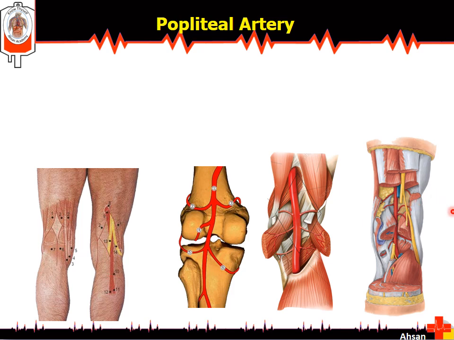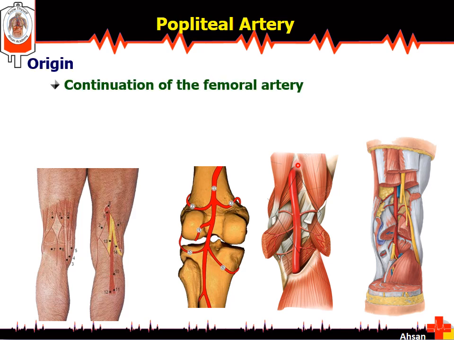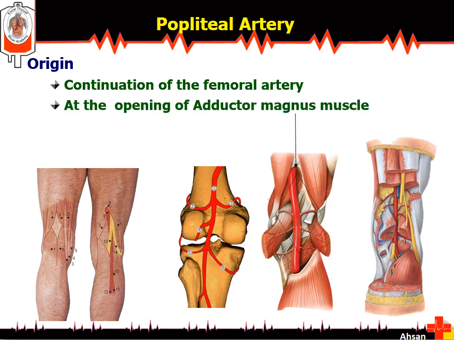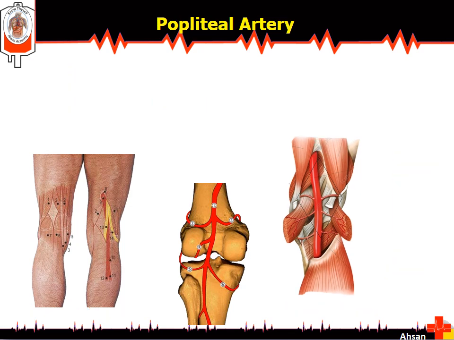Let us go into detail of the popliteal artery. We came to know that this is the opening in the adductor magnus. So this is the place where the femoral artery continues as the popliteal artery. So on passing through this, it becomes the popliteal artery and enters into a diamond shaped area. This is the popliteal fossa. So this is the site of origin of the popliteal artery. You can say the popliteal artery arises as the continuation of the femoral artery at the opening of the adductor magnus.